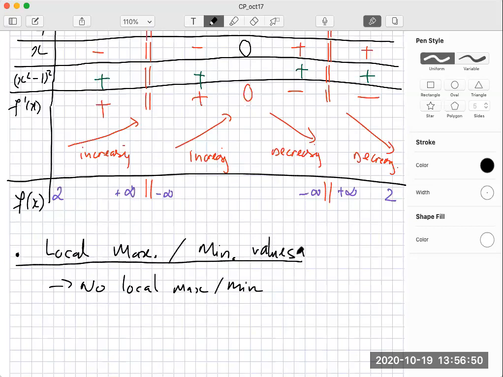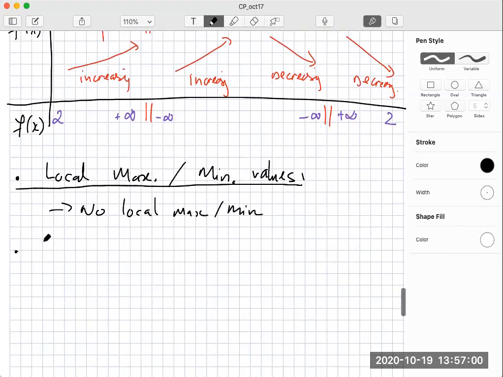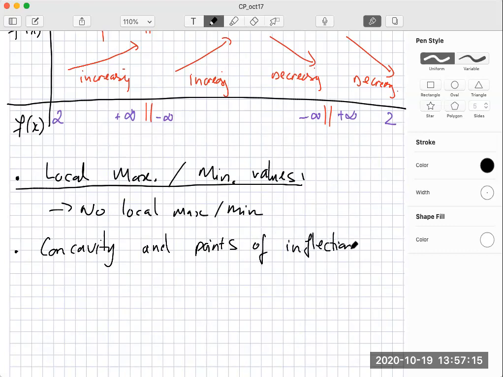In the next step, we need to study concavity and points of inflection. Okay? Concavity and points of inflection. Okay?